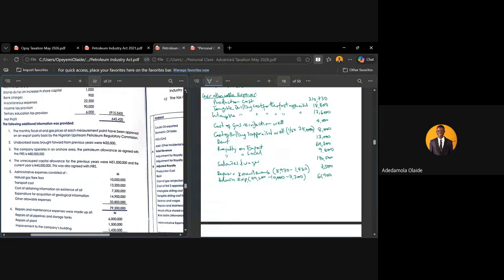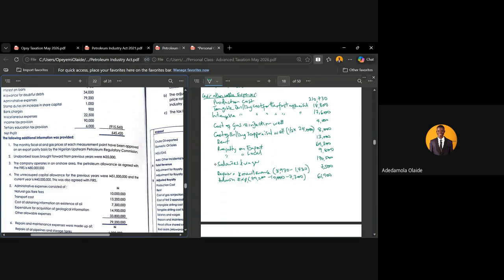After admin expenses, we look at stamp duties on increase in share capital. They specifically mentioned that anything going to government by way of levies, this should be stamp duty on increase in share capital. Stamp duty on increase in share capital, 1,000.